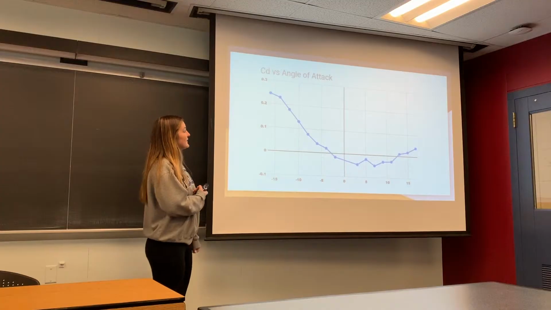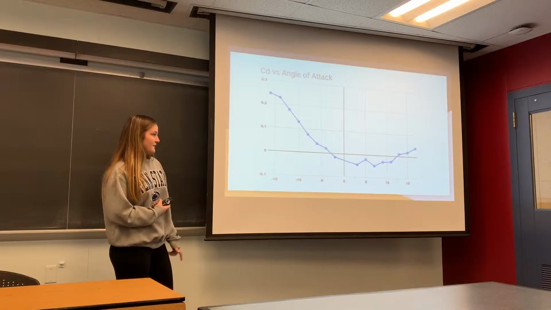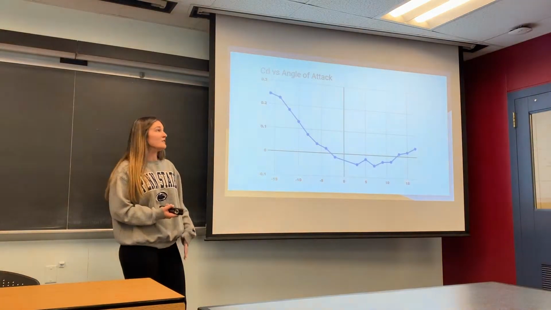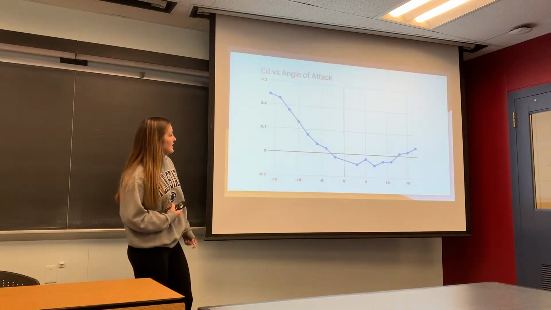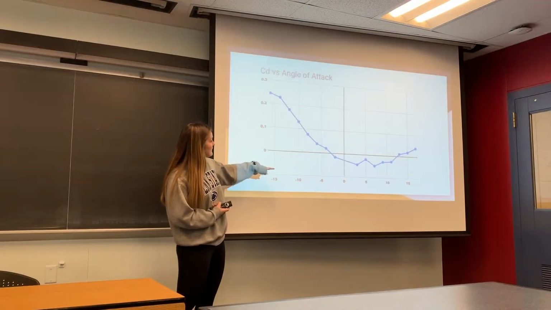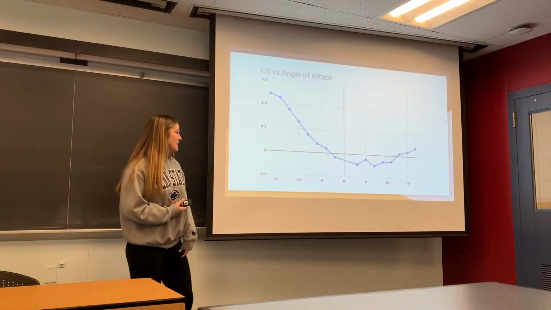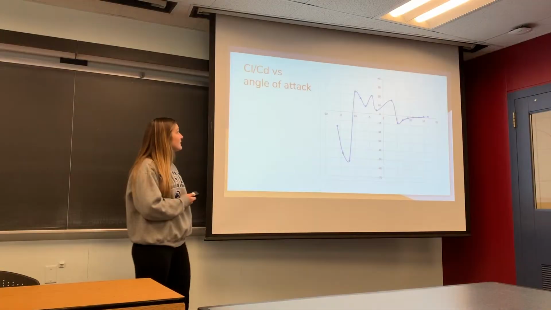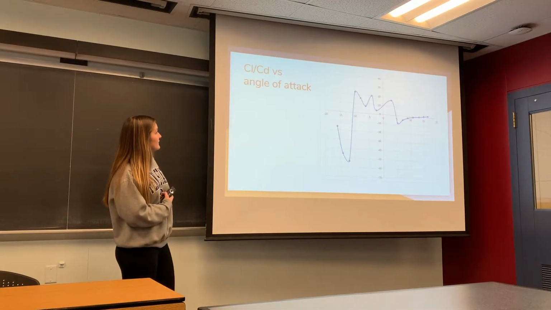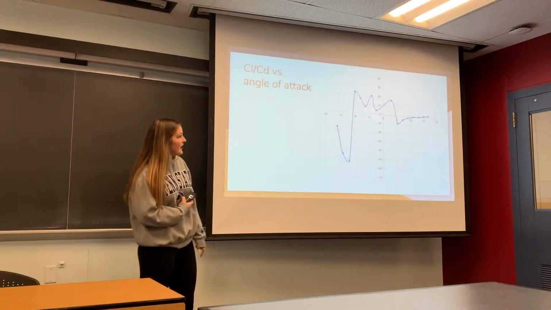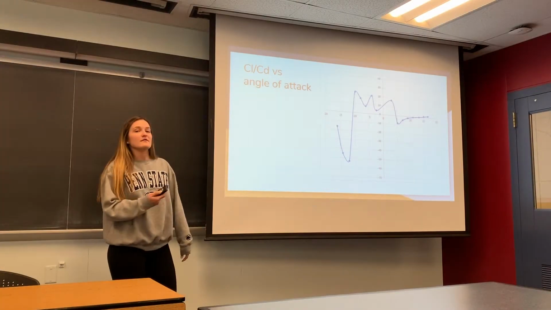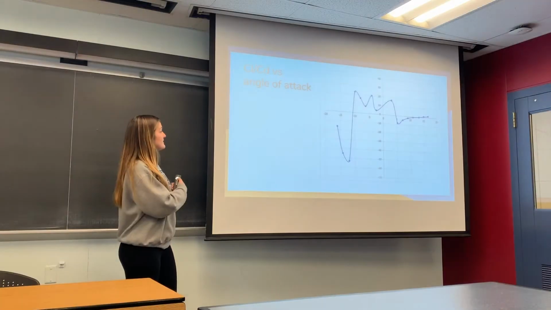This is our CD versus angle of attack graph. It follows the correct shape, the bucket shape, because we know that as angle of attack approaches 0, CD will decrease. The CD values below 0 may be due to human error, as we know it's not supposed to be below 0. This is the CL over CD versus angle of attack graph. There may be errors in this graph as well because of our previously mentioned error in CL.